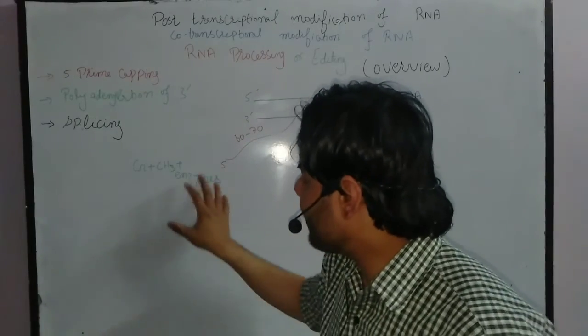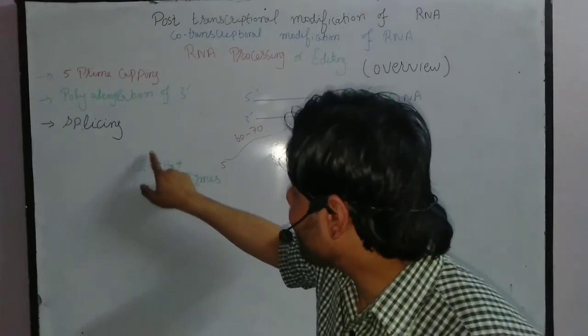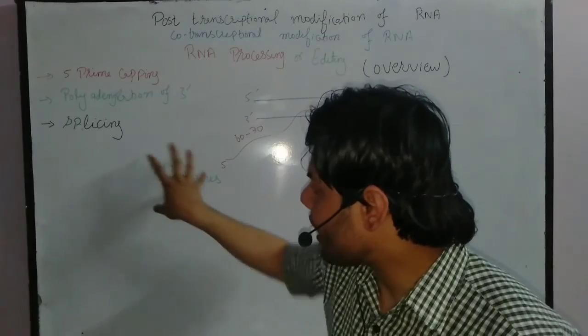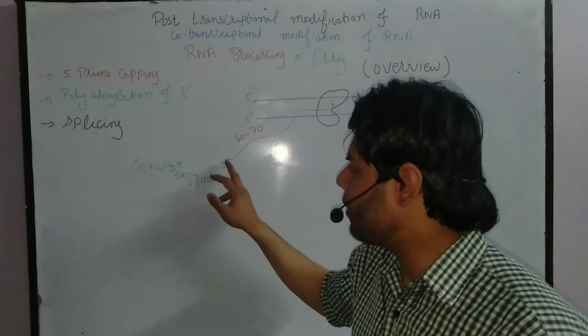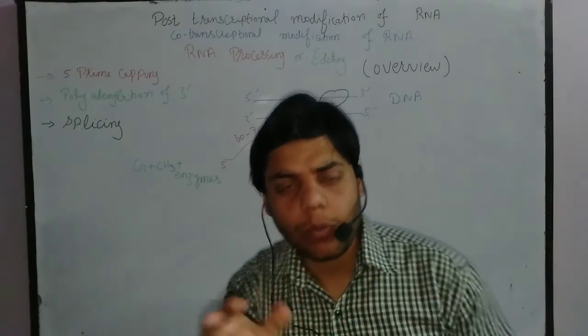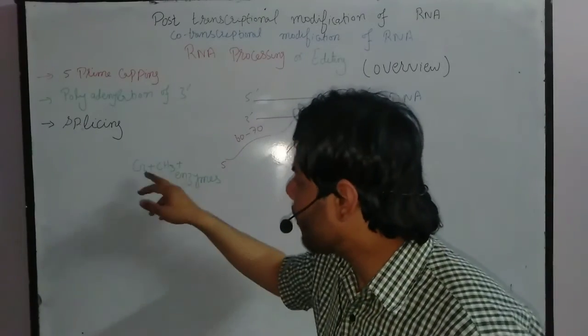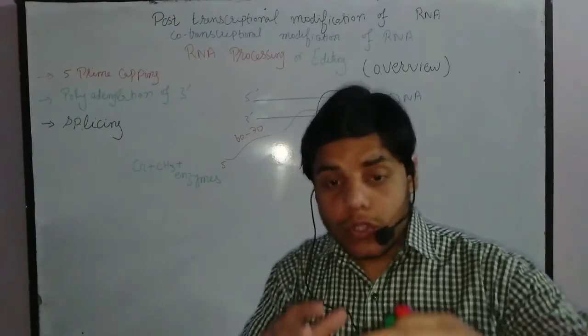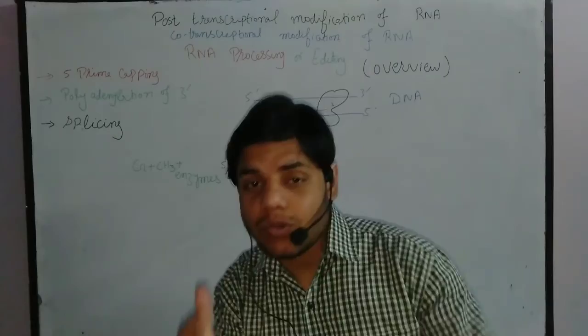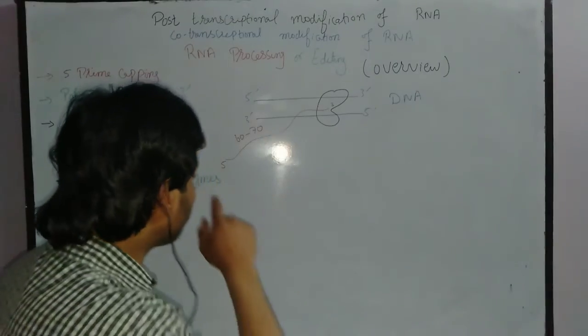So these kinds of enzymes are involved, and they combine together. First of all, the triphosphatase enzyme will bind here because there is a phosphate group. It will cleave the phosphate, and after that the guanine will be added here, and after that the methyl group will be added here.